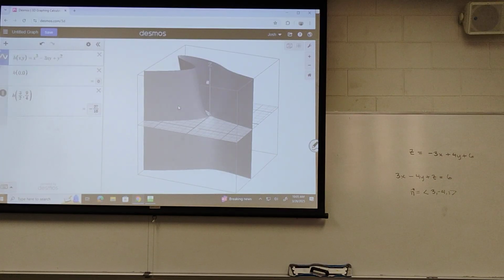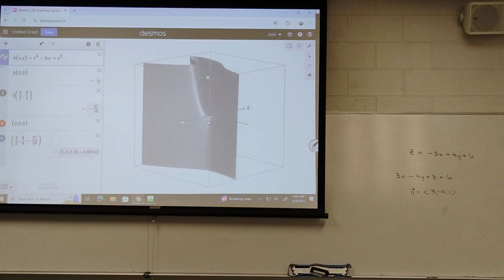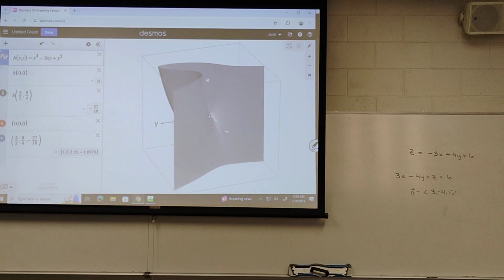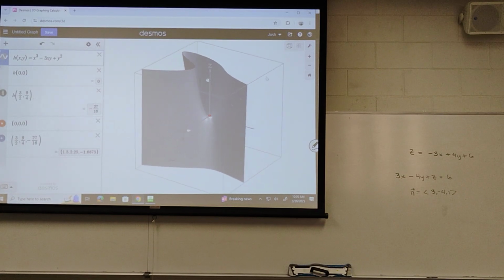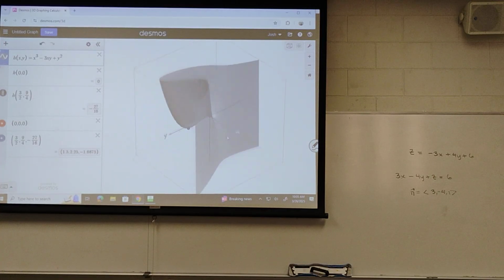So now, because we have Desmos in front of us, let's see how we did. 0, 0, 0, and 3 over 2, 9 over 4, negative 27 over 16. So I've got this point here, and that is definitely a critical point. Classify this critical point here. That looks like a saddle. That is a saddle, yes.